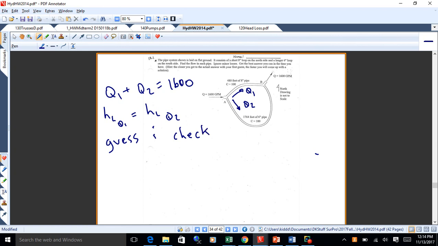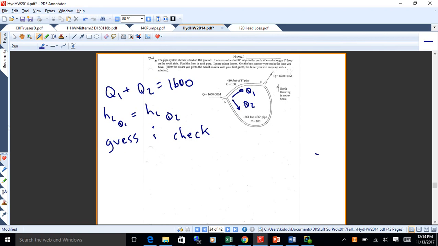Head loss is going to be close. If you're close, you're good. Yeah, if you round your head loss to the nearest even foot, that should be good enough when you're doing this. You know, we don't need to spend forever on it. Just get the basic idea, okay?